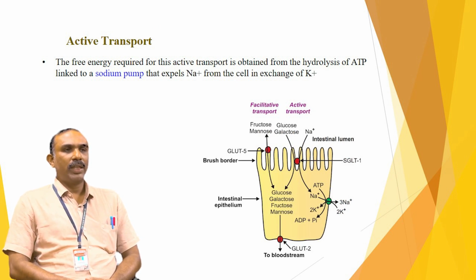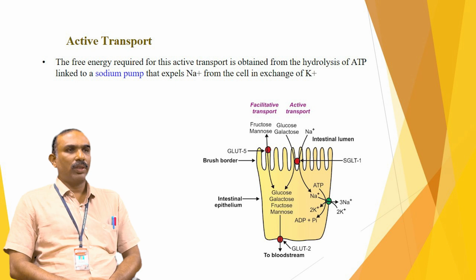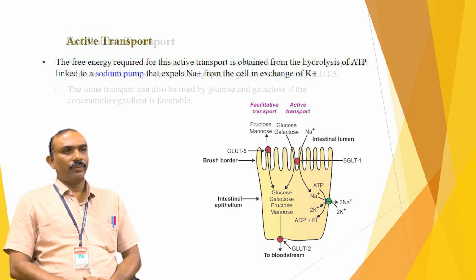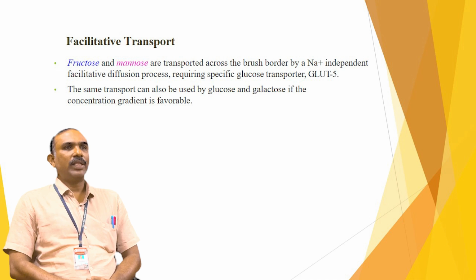That means the energy required for the transportation of glucose in active transport comes from ATP molecules, which is linked to the sodium pump that expels sodium from the cell and exchanges it with potassium ion. Then facilitative transport.